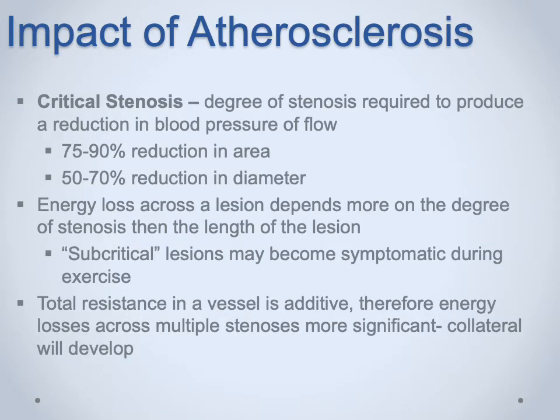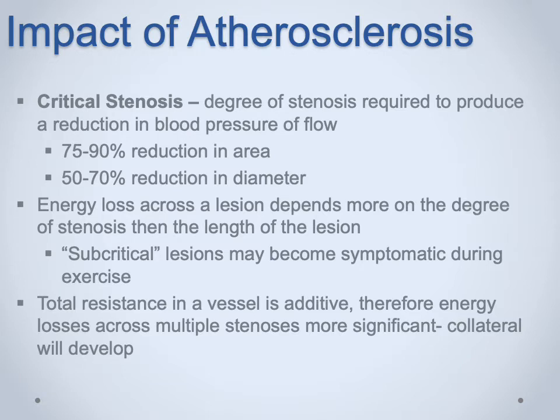When does atherosclerosis ultimately result in disease? We have to think of it resulting in a critical stenosis. Going back to the law of Poiseuille, you think about critical stenosis and the degree of stenosis that's required to produce a reduction in blood flow. As you can imagine, a 50 to 70% reduction in the diameter results in a significantly higher reduction in the area, simply based upon pi r to the fourth. As a result, the energy that is lost across a lesion depends more on the degree of stenosis, or the narrowing of the true lumen, than the length of the lesion.